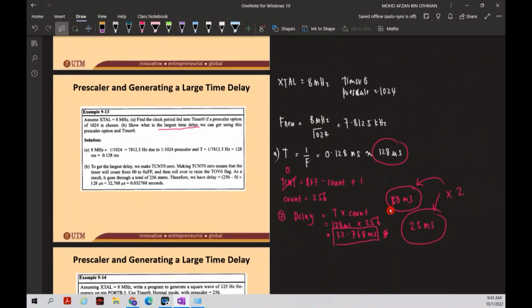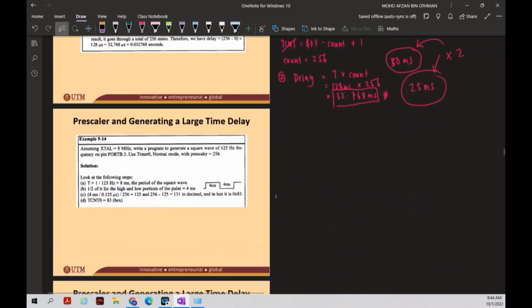If you're going to program 50 millisecond directly using timer 0, you cannot do that because the maximum is 32.76 millisecond. If you break it into a few parts, or if you're going to call it a few times, then you can use timer 0. So in this case we call it 2 times to generate 50 millisecond by generating a 25 millisecond delay subroutine.